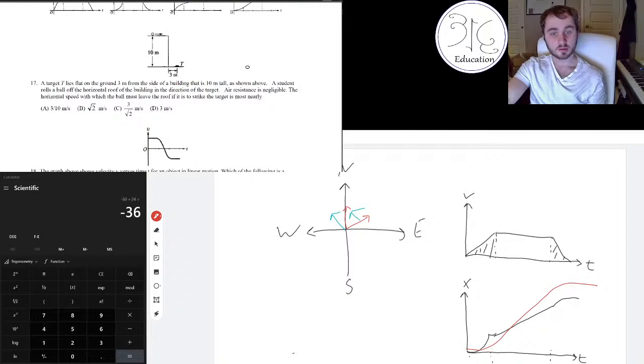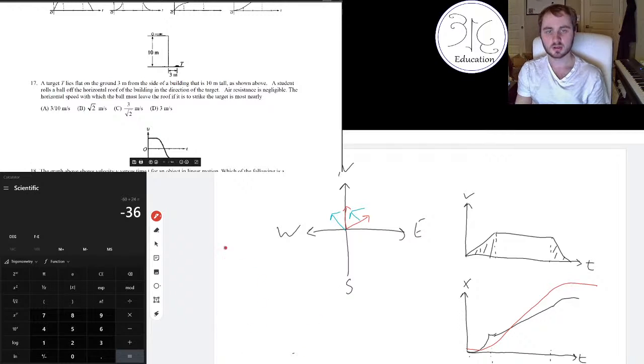Cool. A target T lies flat on the ground 3 meters from the side of a building that is 10 meters tall. A student rolls a ball off the horizontal roof of the building in the direction of the target. So we're traveling in a horizontal trajectory again. We've got no y components to our launch. Air resistance is negligible. The horizontal speed that the ball must leave the roof if it is to strike the target is most nearly... So that means we want to set our initial velocity.